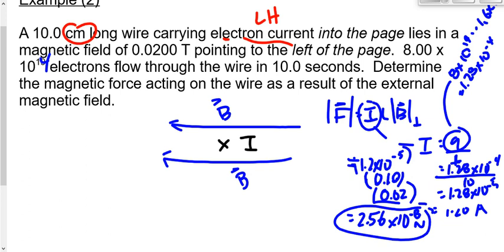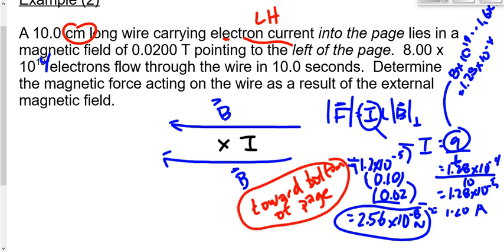Because for me, it's down, right? But for you, if your page is horizontal, it would be towards the back of the room. Any way you look at it, it's down the page or toward the bottom of the page. All right?